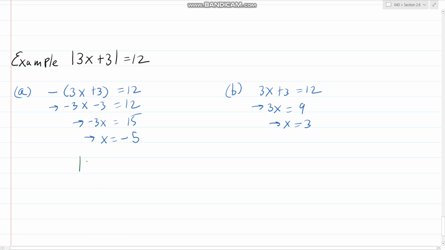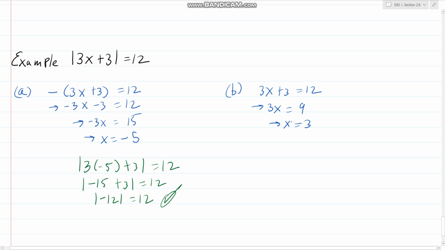I'm going to check x equals negative 5 first. The absolute value of 3 times negative 5, plus 3, equals 12. Does this work? Yeah, so you get negative 15 plus 3, and by doing that, you're going to get negative 12. So the absolute value of negative 12 equals 12. Yep, it sure does.